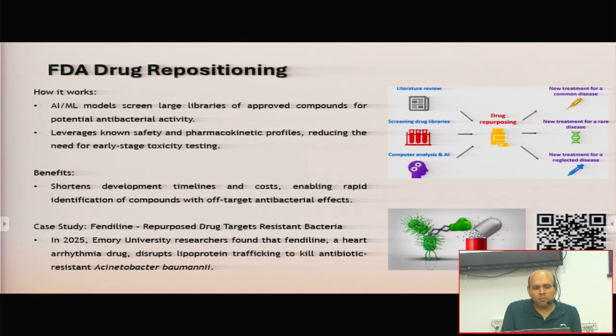An example of that is highlighted over here: fendiline, a repurposed drug which was used for heart arrhythmia, and is now used, through lipoprotein trafficking, to kill antibiotic resistant A. baumannii.